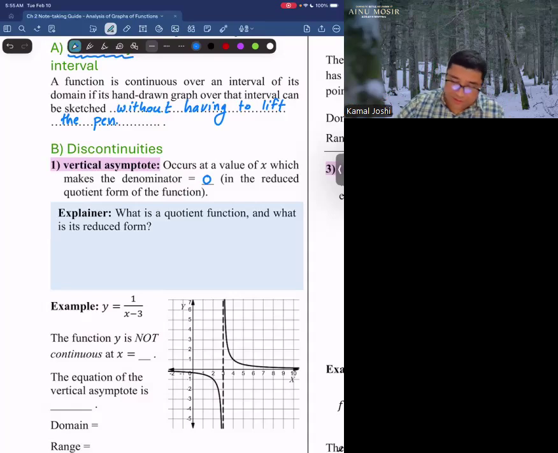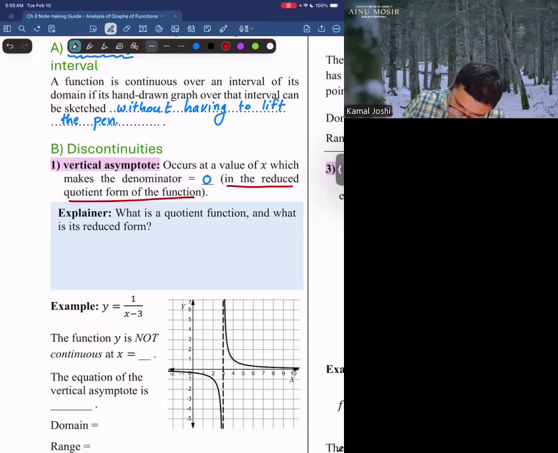But there is an important rider after that. It says in the reduced quotient form of the function. Not in the original function, but in the reduced quotient form of the function. And I will explain that now.